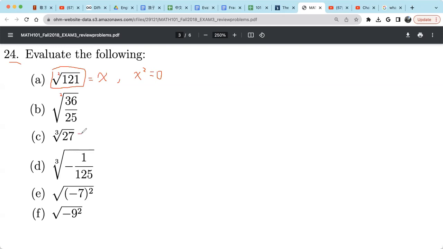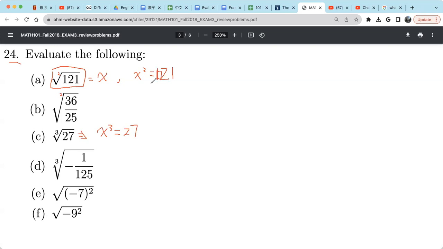For this one, this means a number raised to the power 3 equals 27, because the index is 3. Right. So the meaning of this A is some number squared equals 121. Why do I put a 0 here? 121. I guess I didn't finish writing it. Right, some number squared equals 121.